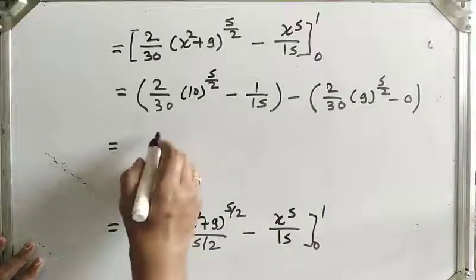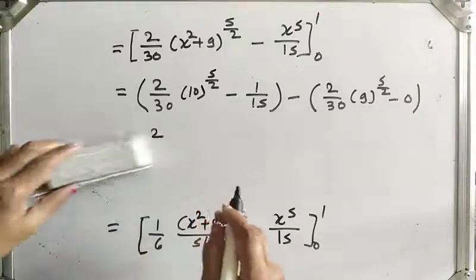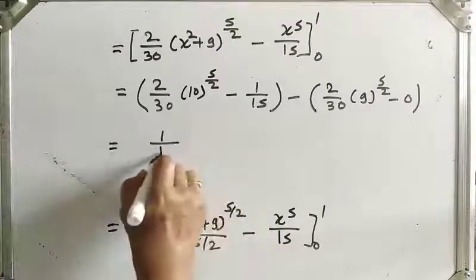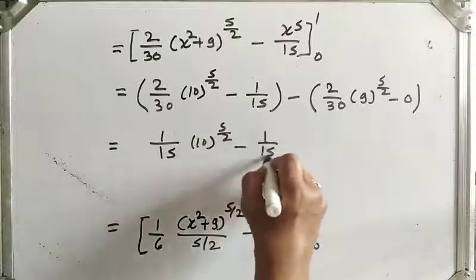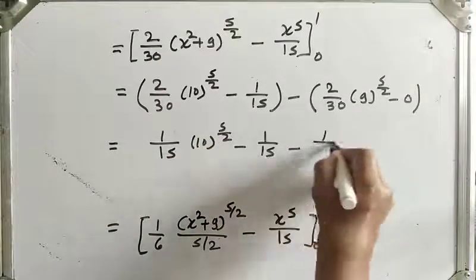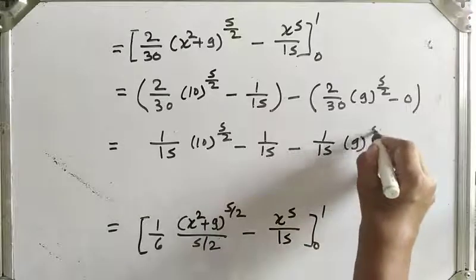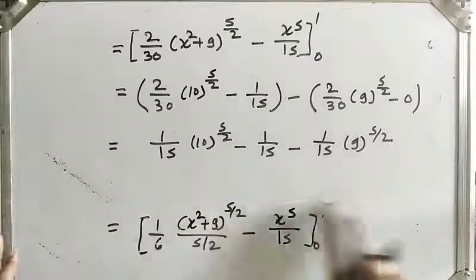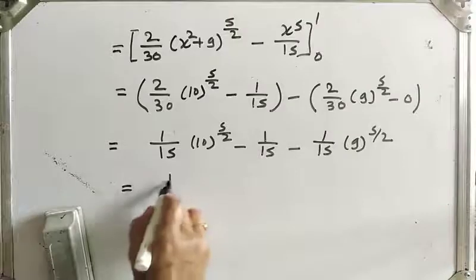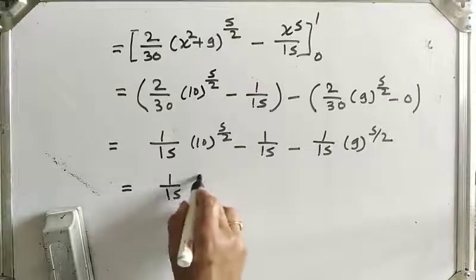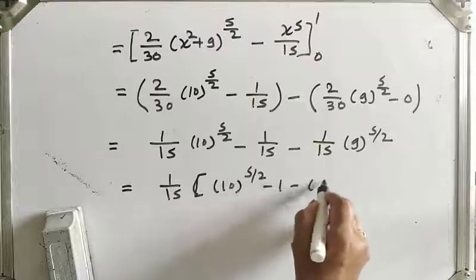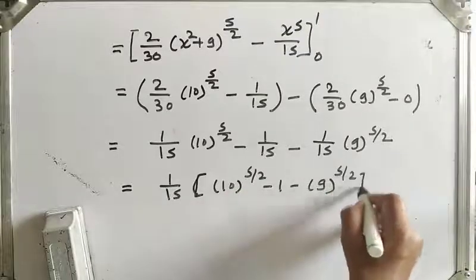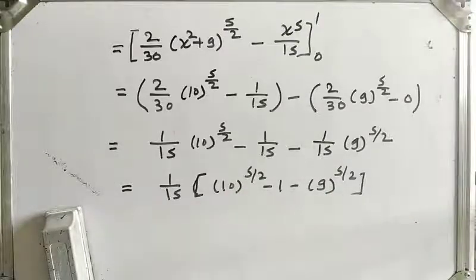So our answer is 2 by 30, that is 1 upon 15, 10 raised to 5 by 2 minus 1 upon 15 minus 1 upon 15, 9 raised to 5 by 2. So we can take 1 upon 15 common. In the bracket there will be 10 raised to 5 by 2 minus 1 minus 9 raised to 5 by 2. So this is our final answer.